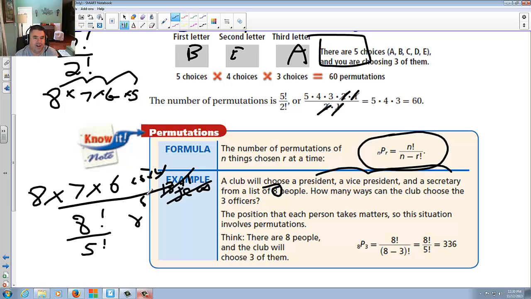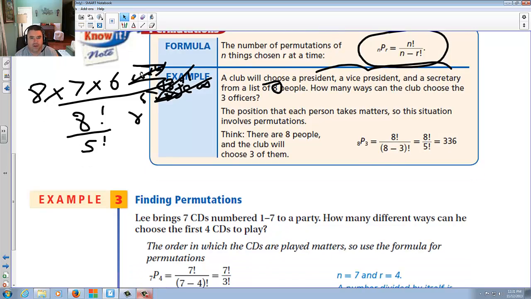But on the bottom you'd have 5 times 4, and they'd all cancel. So really, at the end of the day, this is all you're doing. And I think doing it in the way I told you up here is a lot easier. It's up to you, though.